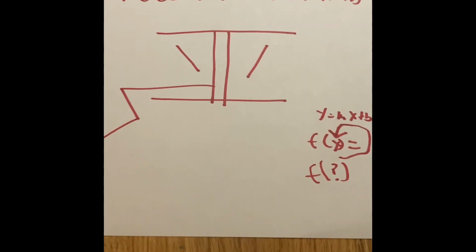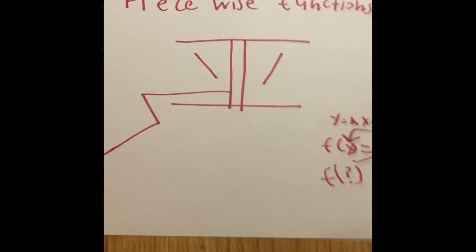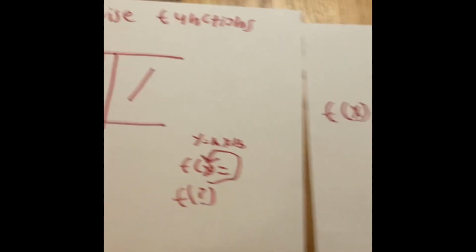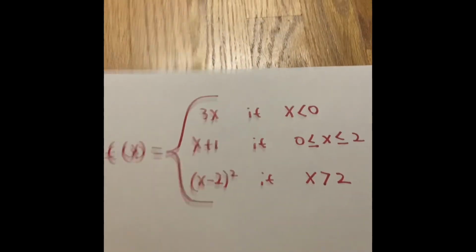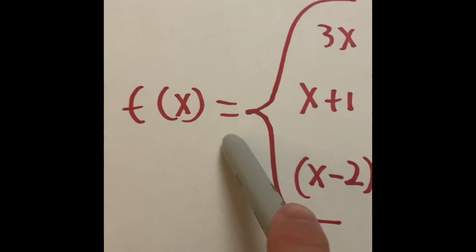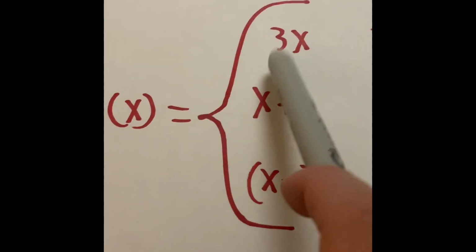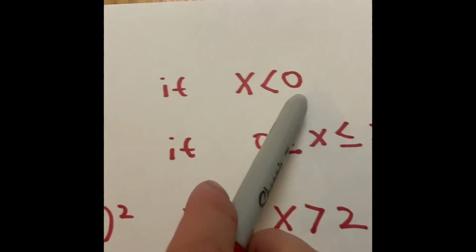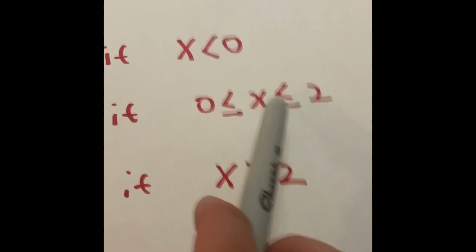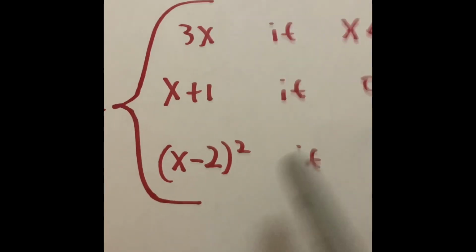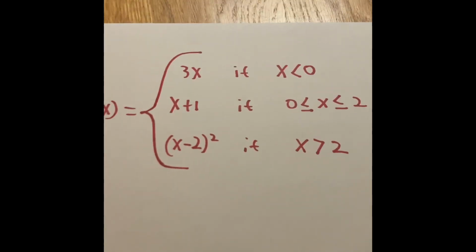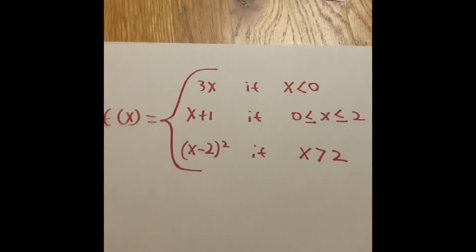What about piecewise functions? Well, what if I told you that piecewise functions actually come in many different pieces, like right over here? So right here, we have the function f of x equals 3 parts. 3x if x was less than 0, x plus 1 if 0 is less than or equal to x, which is less than or equal to 2, and (x minus 2) squared if x was greater than 2. Hang on, how are we supposed to figure this out?